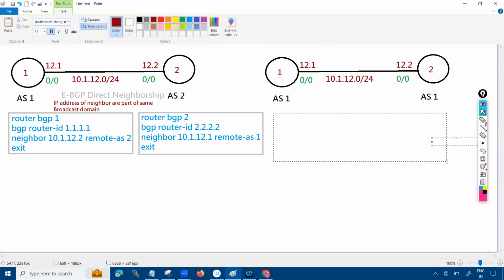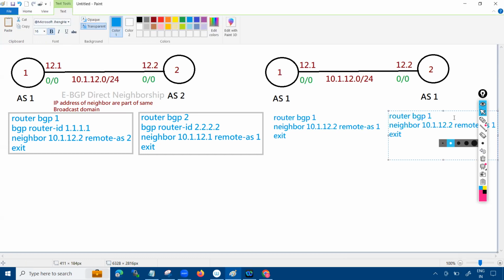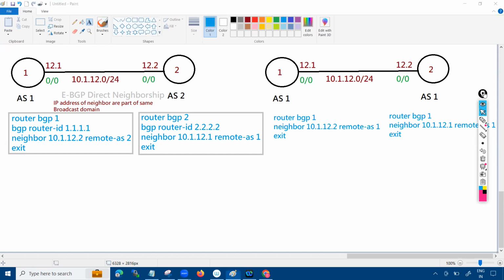Okay, so now the next part. If you go to this router, in router BGP I say router BGP number 1. I'm not going to define the router ID, leave it. I say neighbor, because to enable the interface I need to use the neighbor statement, 10.1.12.2. Which remote AS? Now understand the concept. My local AS number and remote AS will be the same. Same thing on router number 2 now. This one will also be the same. I just need to change the IP address. And that's all.